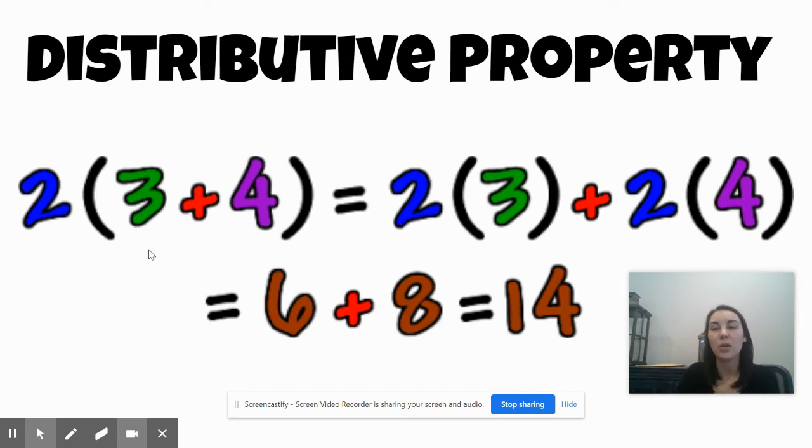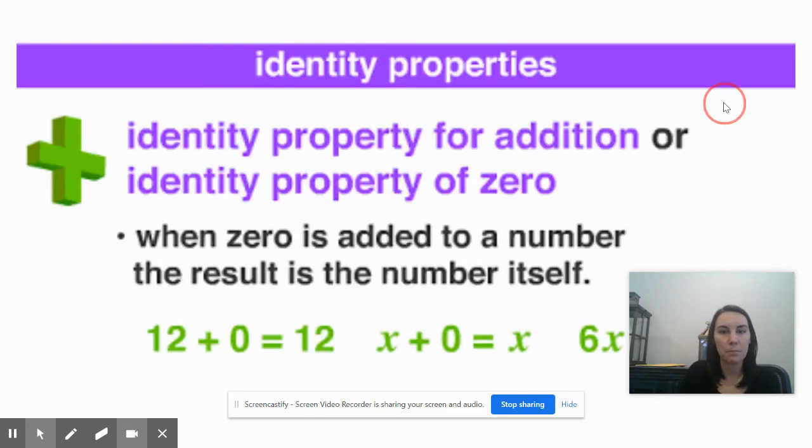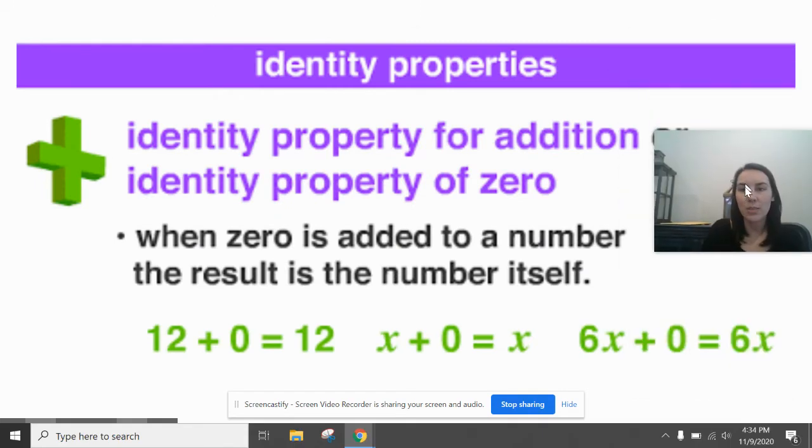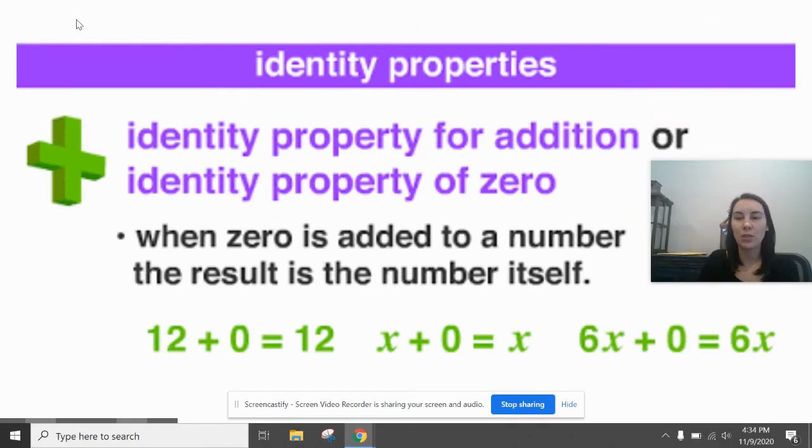So it's important that you understand what the distributive property is. Okay, the last 2 is the identity property. For my students in class, their hand movement was this, because identity is who you are. So the identity property for addition, sometimes called the identity property of 0, is that when you add 0 to anything, it doesn't change its identity.